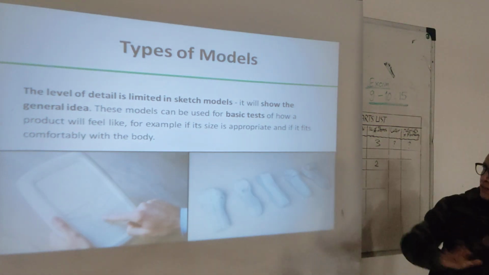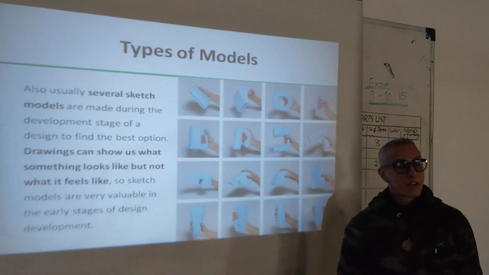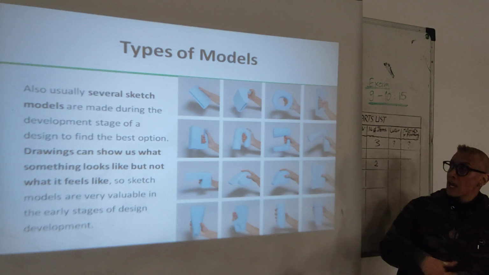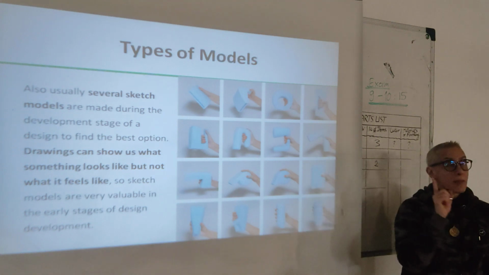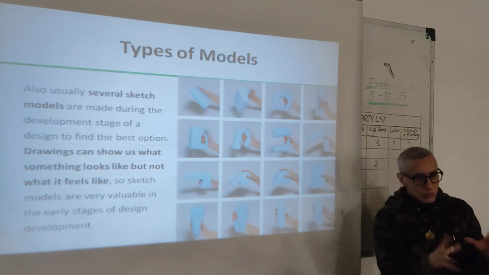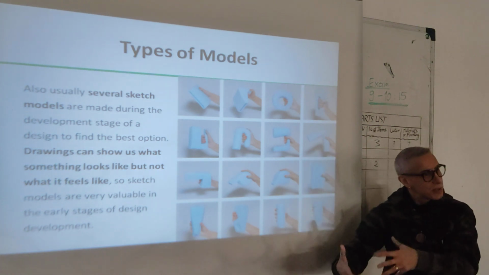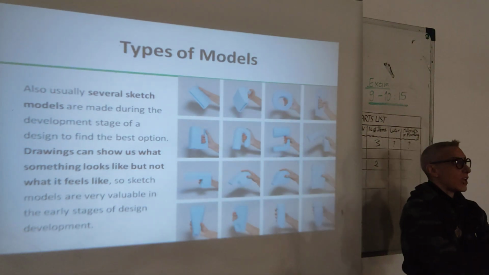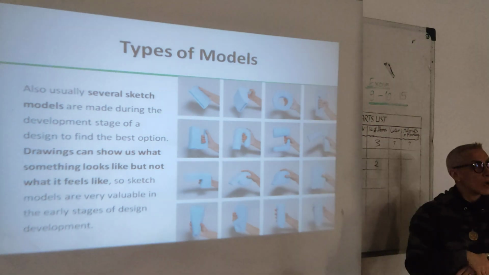So, for sketch models, you use cheap materials, material that you can form by hand very easily, and so on. In the sketch models, usually many models are needed. It's like I'm sketching an idea, I want to see it, I build it. I sketch, I don't like it. I sketch another idea, I build it again. So we end up with a lot of models for the same idea. And then we can select the best one.